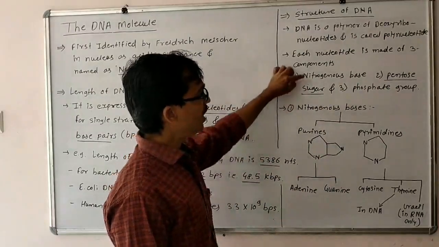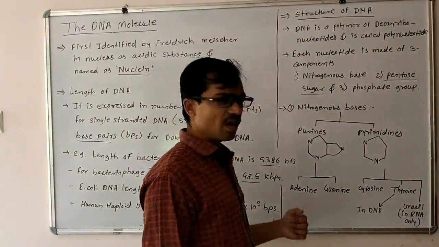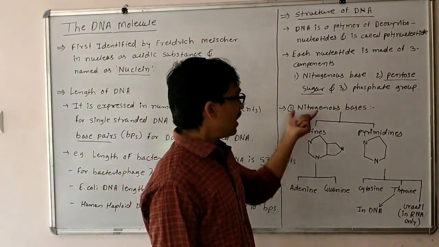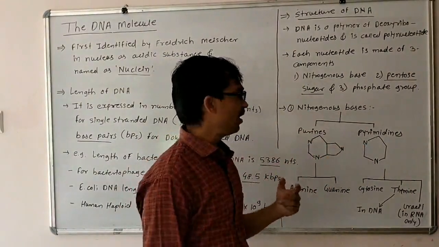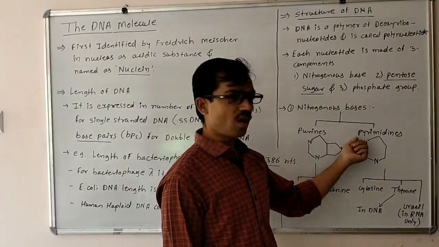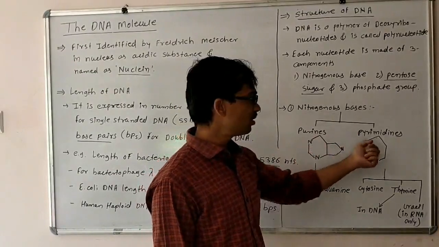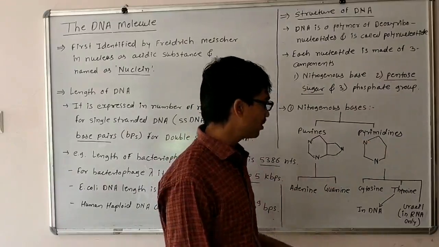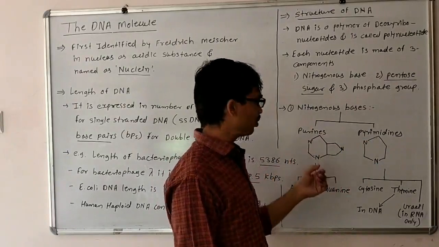Now we will first look at the nitrogenous bases which are present in DNA and in RNA as well. The nitrogenous bases are broadly categorized into two categories. The first one is purines and the second one is pyrimidines. The purines are double ring structures. The pyrimidines are single ring structures. There are double bonds inside the rings also, but I haven't shown them here.